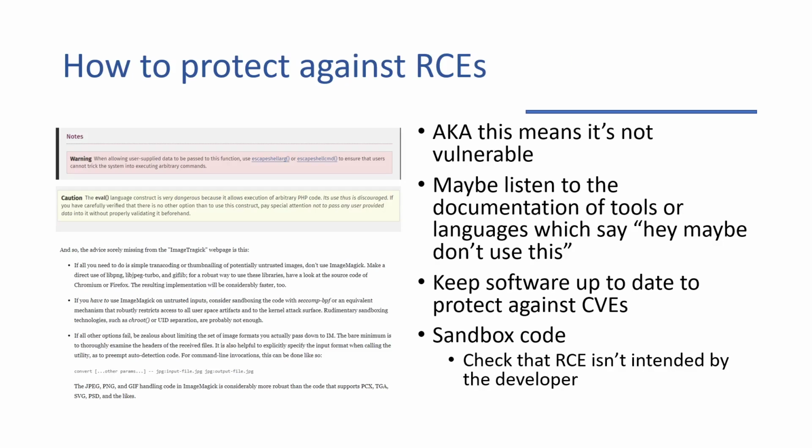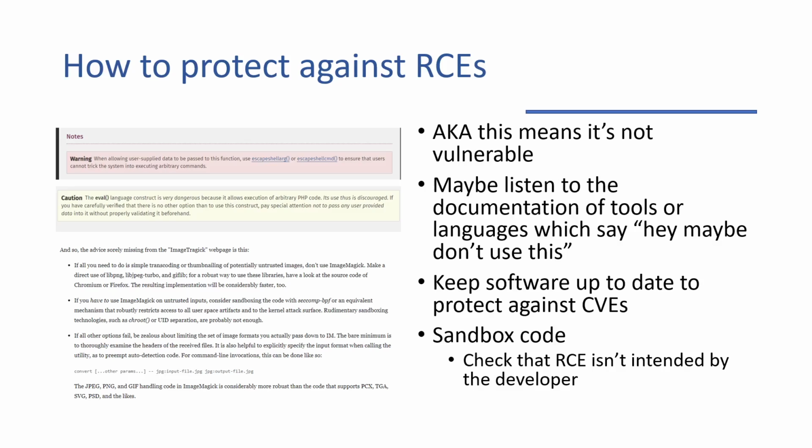So how do developers protect against RCEs? Really what we're asking here is, how do we know if something is vulnerable to an RCE? Developers should listen to the documentation of the tools they use that say, hey, maybe don't do this. Both exec in PHP and eval have these warnings on the page. Eval allows for arbitrary PHP code, and you shouldn't really put user-supplied data into a shell.